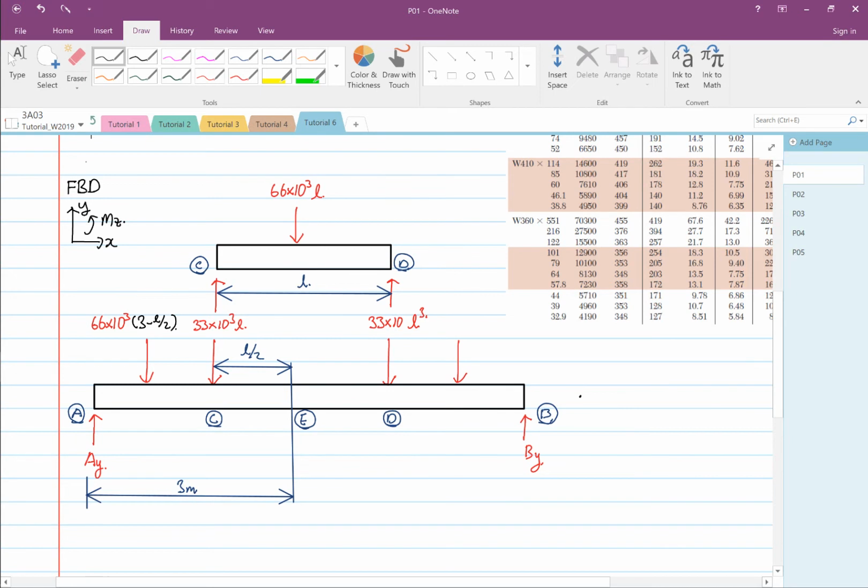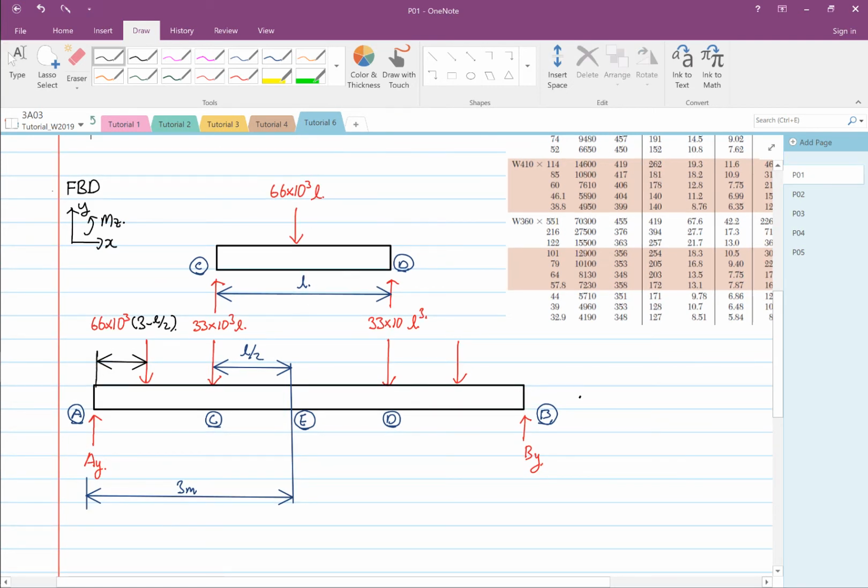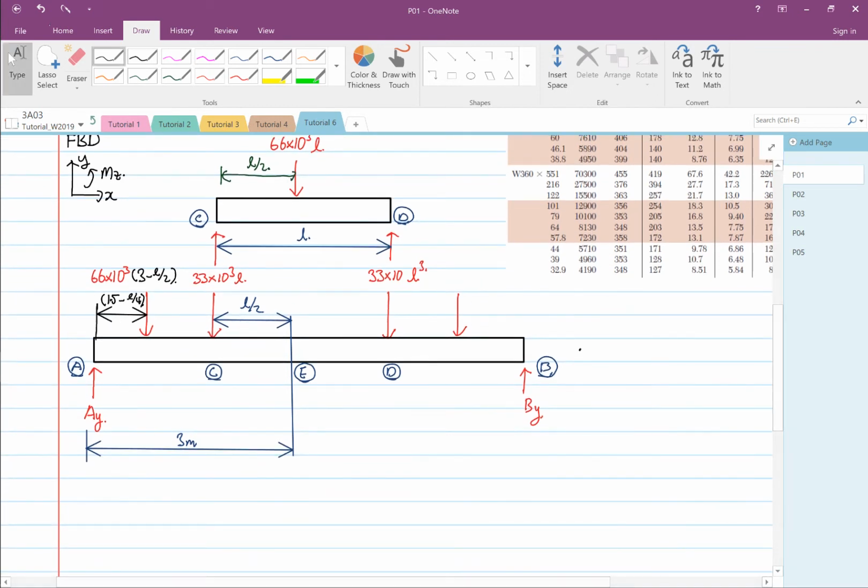And then the distance from here to here, that I've just drawn, is 1.5 minus L over 4. So the most critical thing about this example is to sort out your distances first. And then for the top part, from here to here, this is L over 2. Same thing. Now, when we analyze this structure, we know that failure will occur at point E.